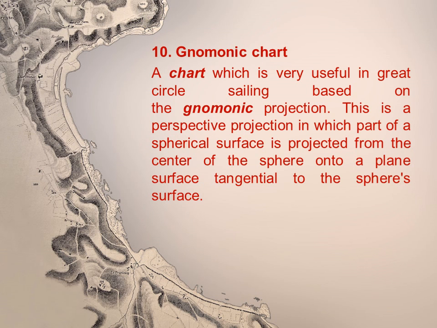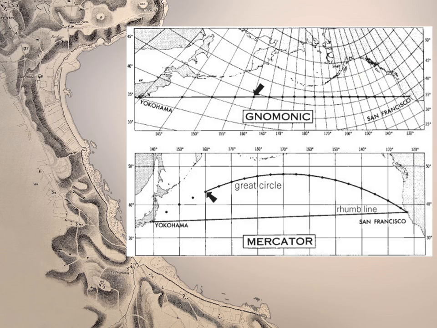Next is the gnomonic chart. A chart very useful in great circle sailing, based on the gnomonic projection. This is a perspective projection in which part of the spherical surface is projected from the center of the sphere onto a plane surface tangential to the sphere surface. So when we say gnomonic, okay, it's one example of the gnomonic chart. That is the difference between the Mercator and gnomonic.